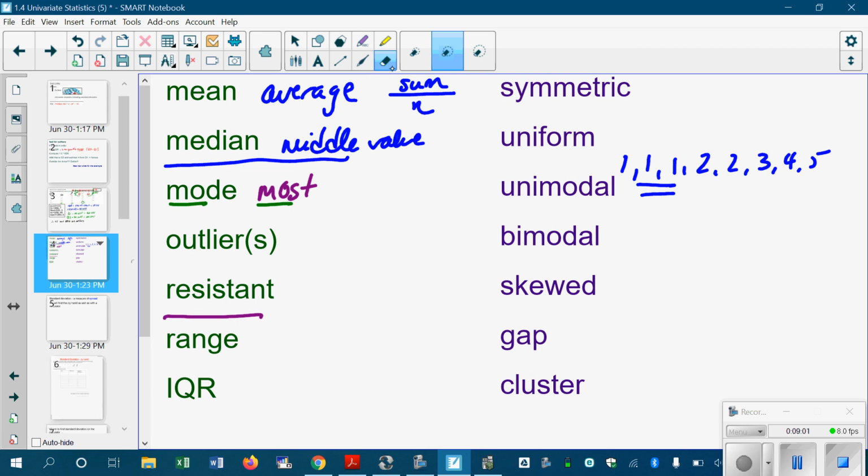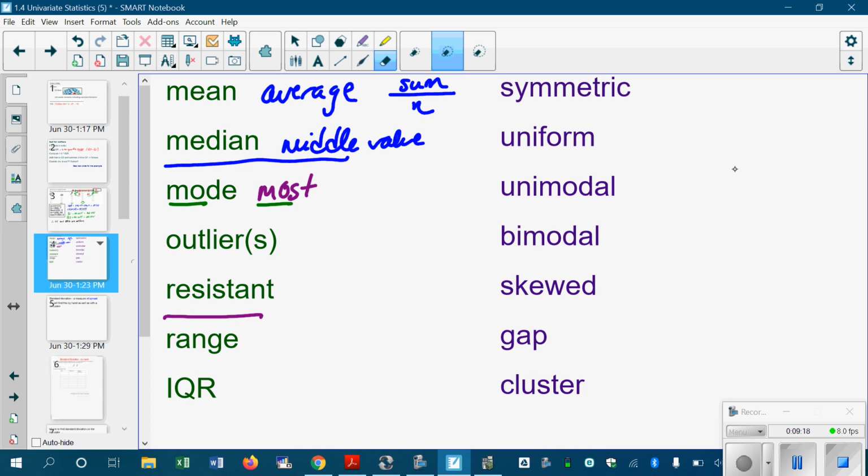If I have a data set where every number is just there one time, like this, 1, 2, 3, 4, 5, I don't have a mode at all. So if every number is there once uniquely, there is no mode. So you can have multiple modes, you can have no mode.